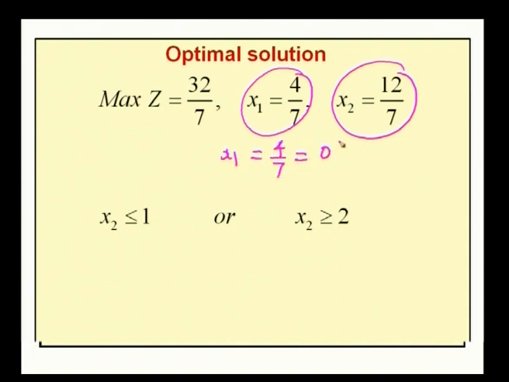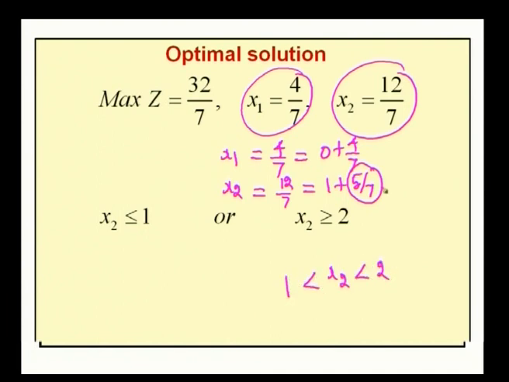The fractional part of this is 0 plus 4 by 7. Now, we take x2. x2 is 12 by 7. The fractional part of this is 1 plus 5 by 7. Among x1 and x2, the maximum fractional part is 5 by 7, which corresponds to x2. So, the maximum fractional part occurs for x2, and x2 satisfies the condition x2 greater than 1 and less than 2.